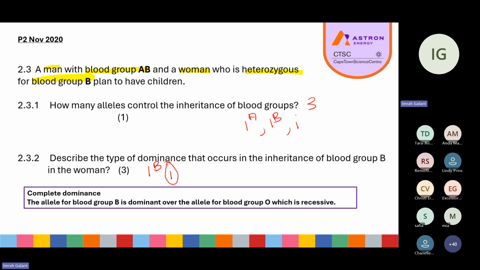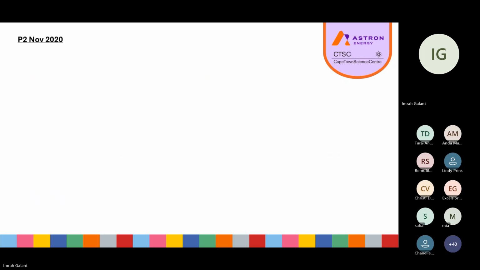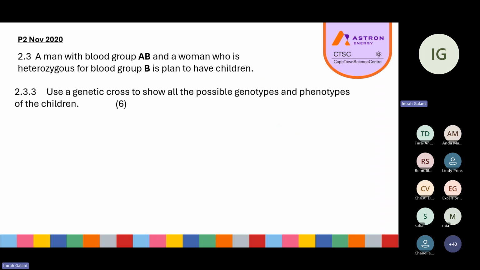Right, let's move on to the next question. A man with blood group AB and a woman who is heterozygous for blood group B plan to have children. Now they're saying use a genetic cross to show all the possible genotypes and phenotypes of the children. So how would we write this out? I'm going to write it out exactly how you would in your exam. Then I'm going to explain to you guys where exactly you would find your marks. Let's start off first.